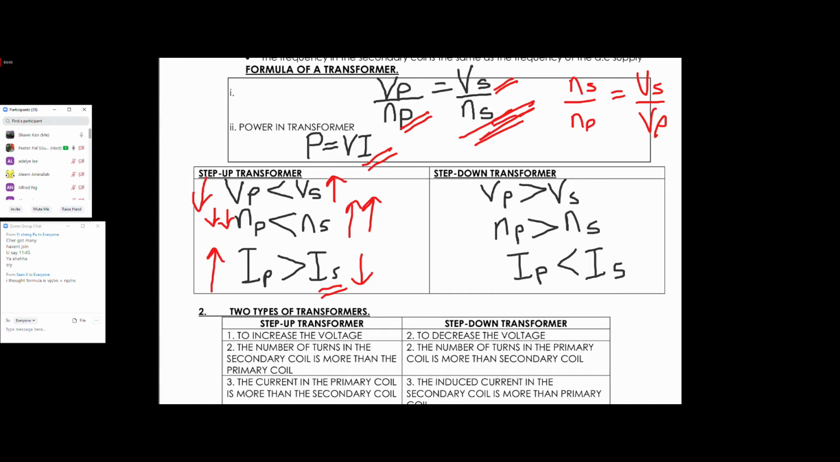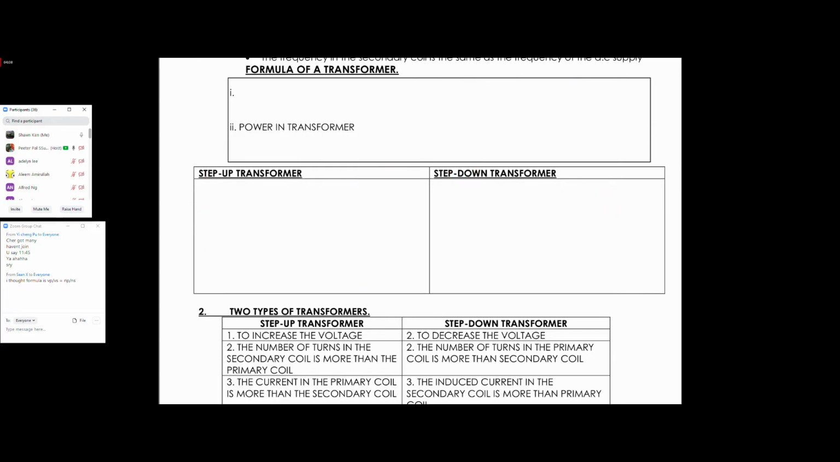Okay, then when we have a step down transformer, secondary voltage is lower. Number of turns in the secondary coil is less. Output current is higher. Step down transformer, output current is higher, secondary current is higher. Output is secondary, yeah? Okay, let's look at it here again.